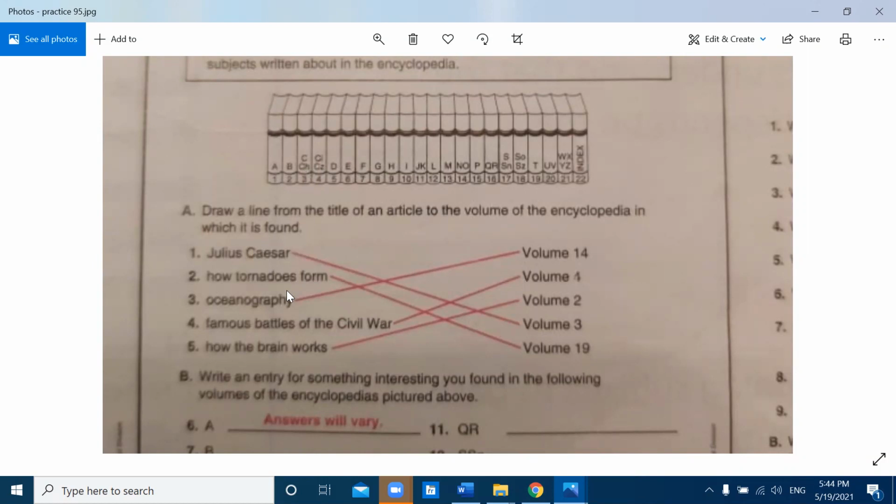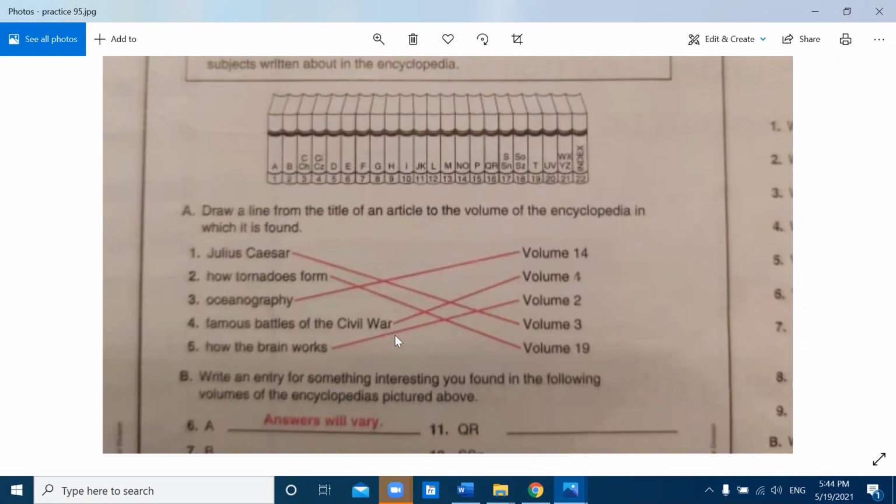If I wanted to learn about tornadoes and how they form, I would look up the word tornadoes. So I would look in volume 19. Volume 19 is letter T. The next one is oceanography. Oceanography is the study of the ocean. I would look in volume 14 because O is in 14. And 14 is N and O in this set.